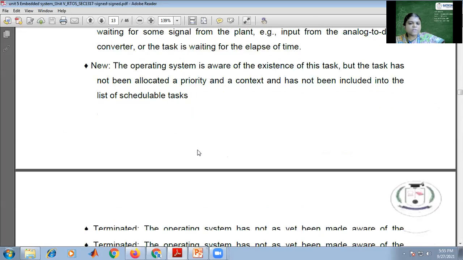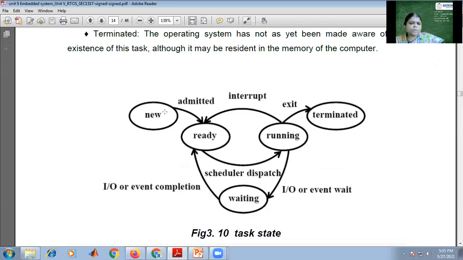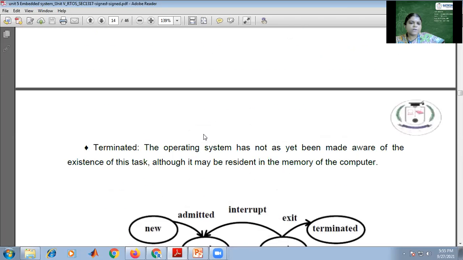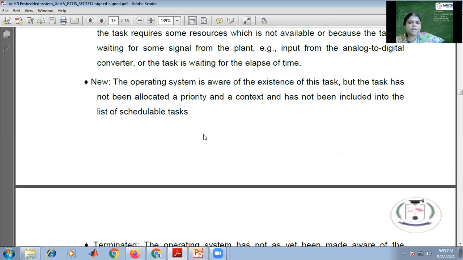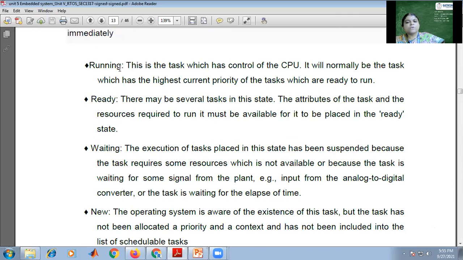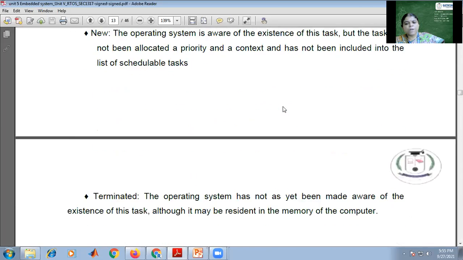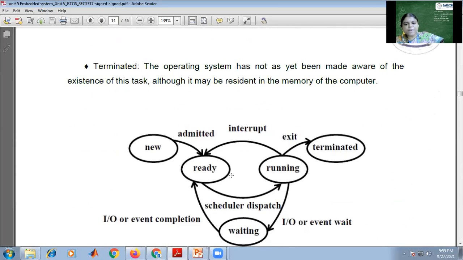A task, when it is formed, will be in the new state. Once it is ready with all the required resources, it will move from new to ready state. Now we'll see what happens with the running state. Running is the task which has control of the CPU. It will be the task which has the highest priority among the tasks which are ready to run. It's like when my turn comes, what will be done?